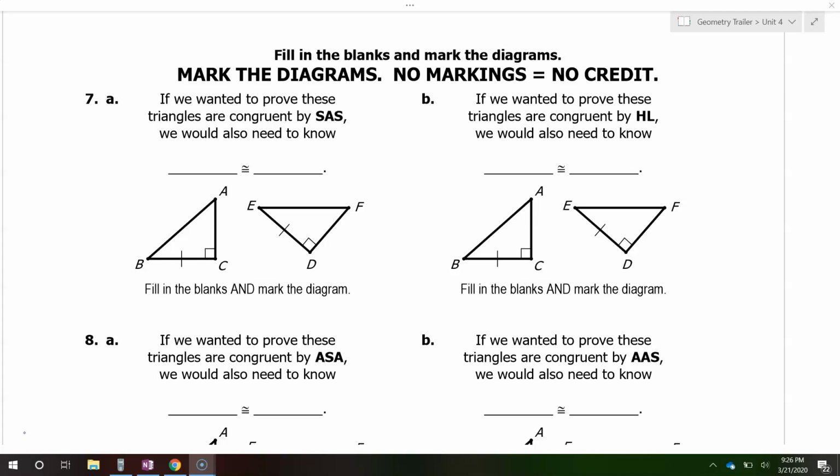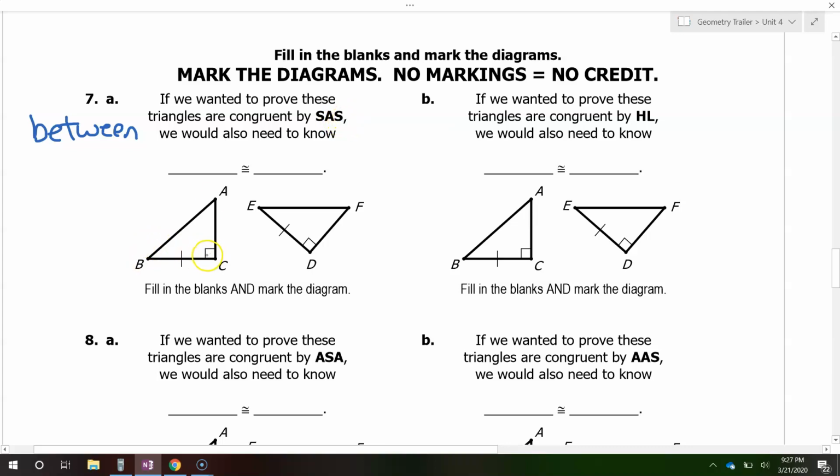Let's start off by finding out what it takes to prove that these two triangles are congruent by SAS. Now, SAS stands for side, angle, side. But there's one word I need to add to the mix. Notice that the A is between, that's the missing word, between the two S's. The A is between the two S's. That means that the angle is between the two sides.